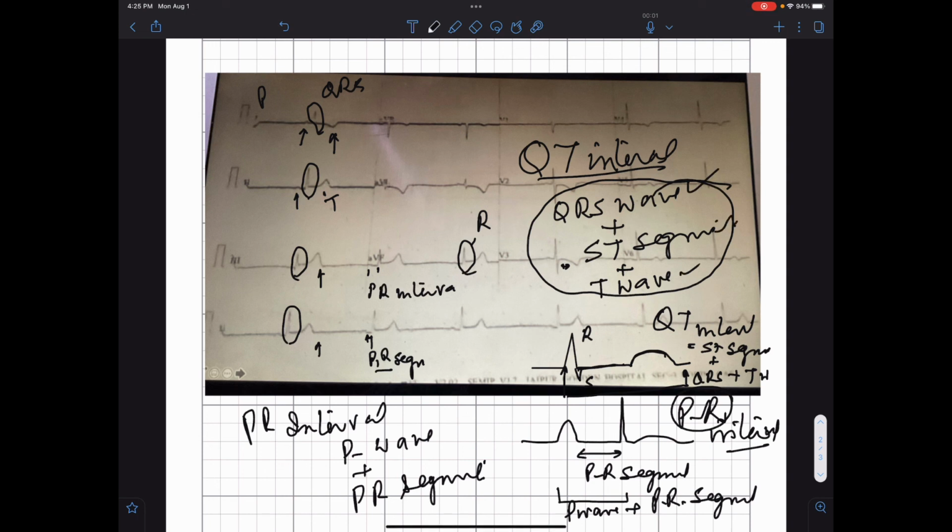So this interval is also very important. In fact, the whole of the ECG is very important, because this is how we precisely know what we are really dealing with.